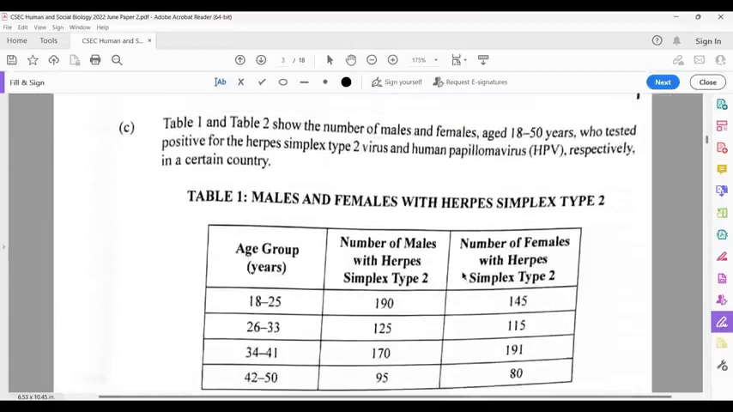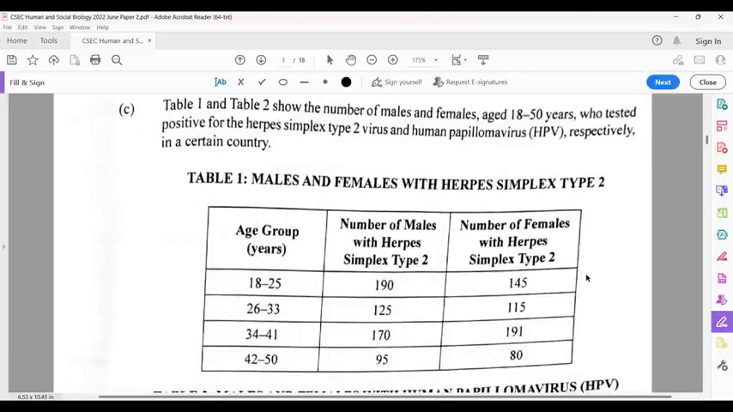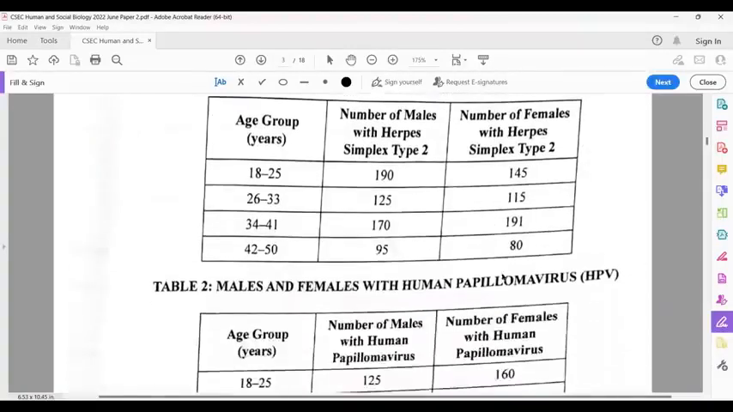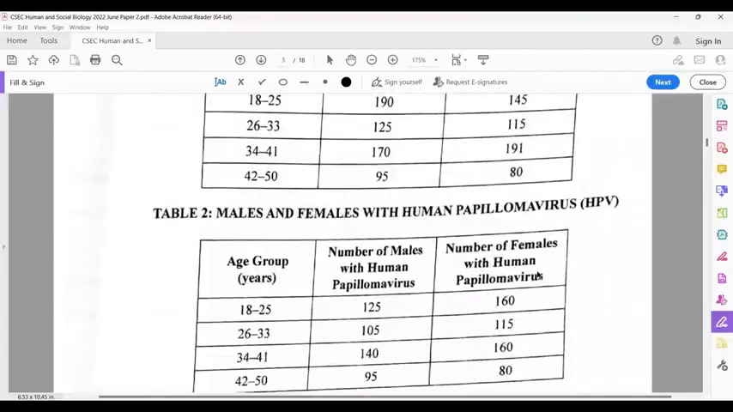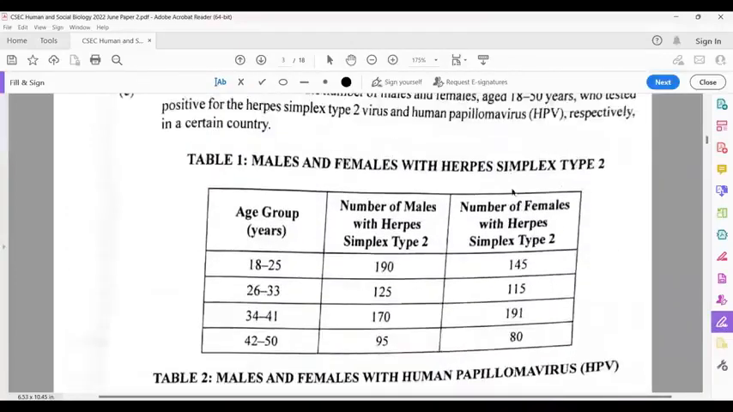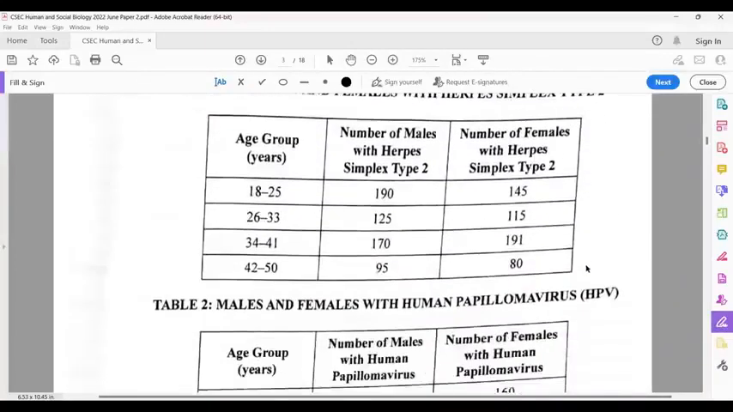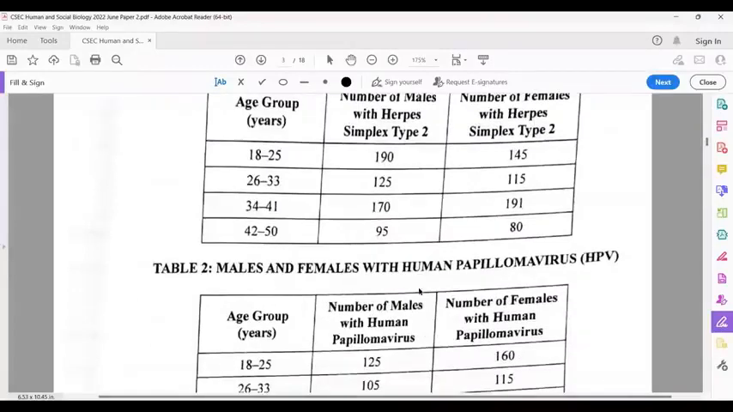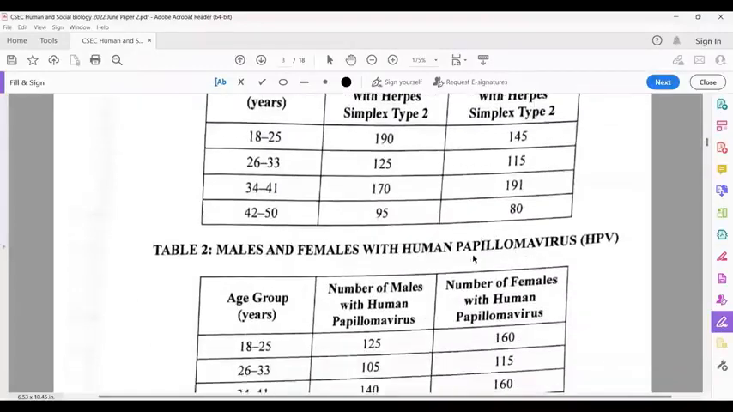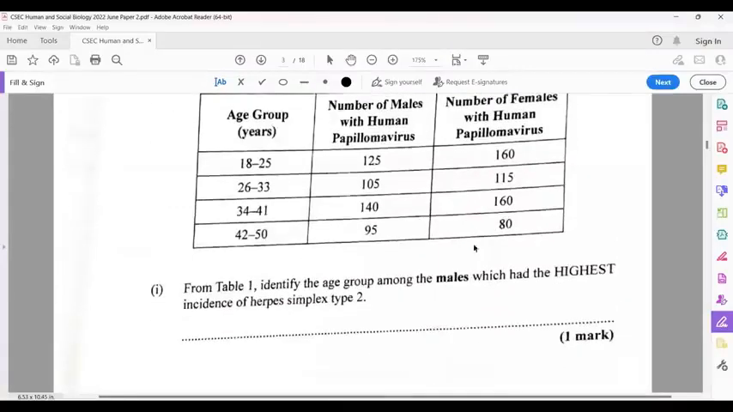Table 1 and Table 2 show the number of males and females aged 18 to 50 who tested positive for the herpes simplex virus type 2 and the human papilloma virus, HPV, respectively, in a certain country. We have Table 1 here, and we have Table 2. Table 1 is herpes simplex type 2 virus, and Table 2 is the human papilloma virus. So let's go to the question.